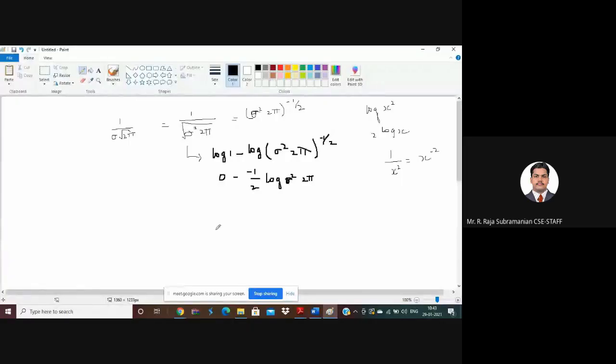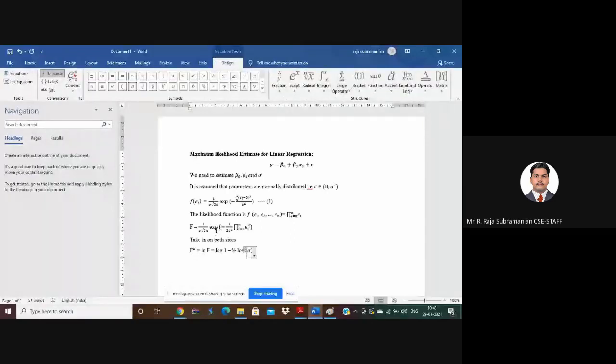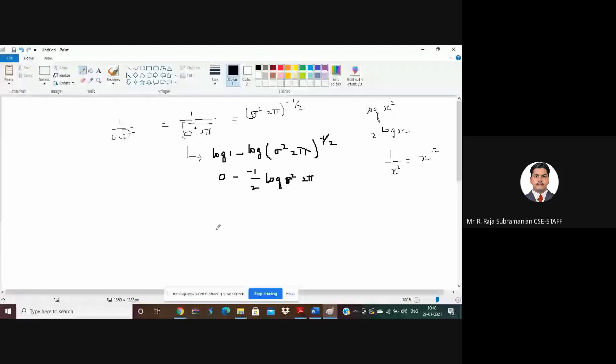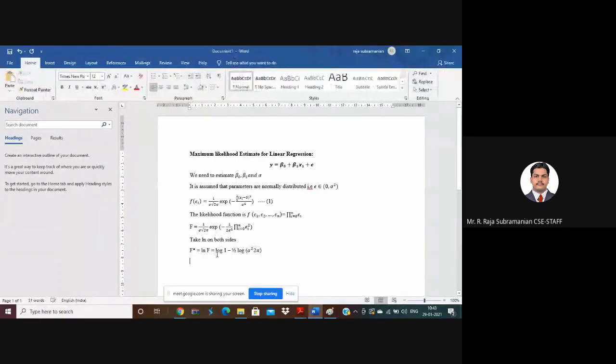Log of sigma squared, I need to convert into an equation: sigma squared 2 pi, or 2 pi sigma squared, anything I can write. So this one is clear. I will put 0 afterwards here. It starts with minus 1 by 2 log sigma squared 2 pi.